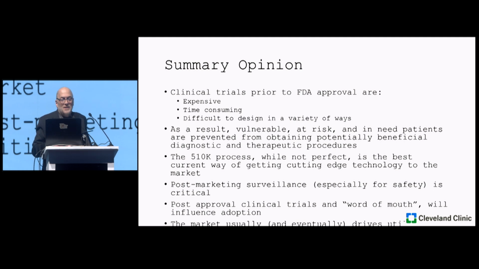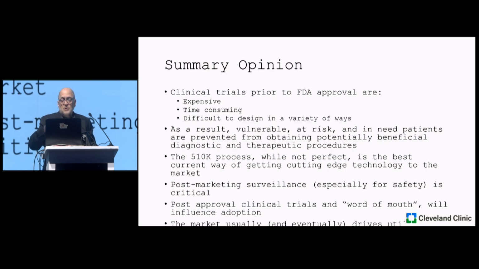in my opinion, I think clinical trials prior to FDA approval are expensive, time-consuming, and very difficult to design in a variety of ways. And as a result, vulnerable, at-risk, and really in-need patients who could benefit from technology are prevented from obtaining potentially beneficial diagnostic and therapeutic procedures. The 510(k) process, certainly not perfect, but to expedite a new technology that could help people to the market, I think is the best way of getting cutting-edge technology to the market. We should just get things to the market and have robust post-marketing surveillance, especially for safety, which is critical.